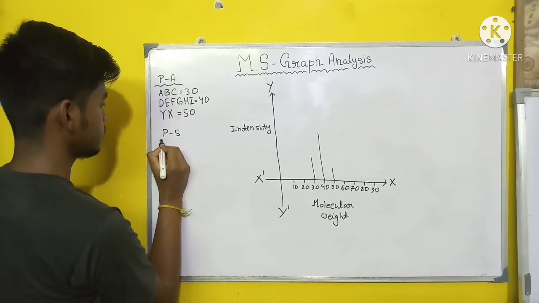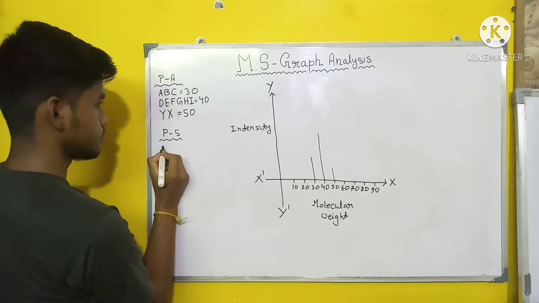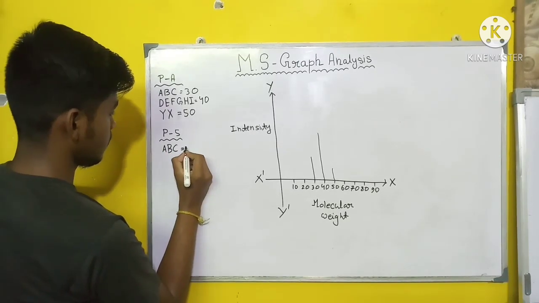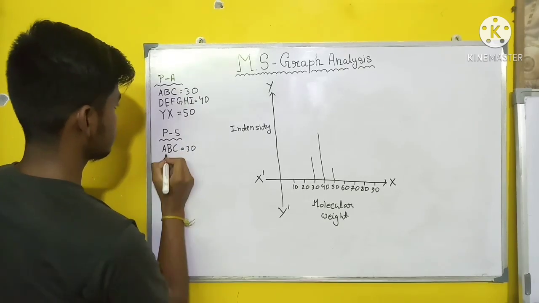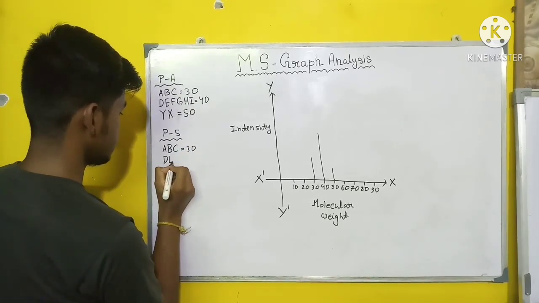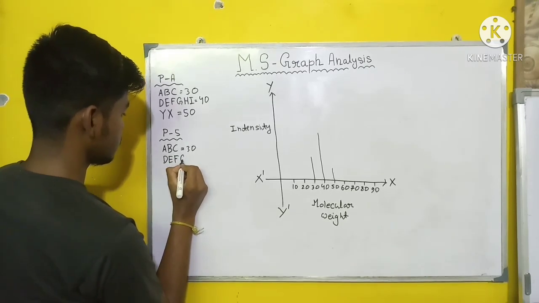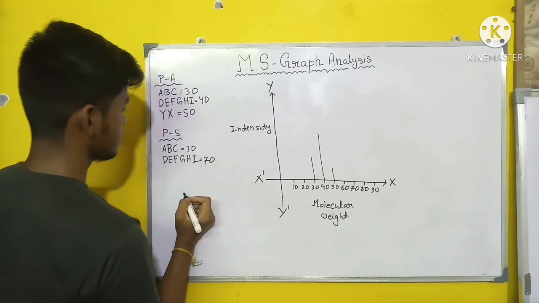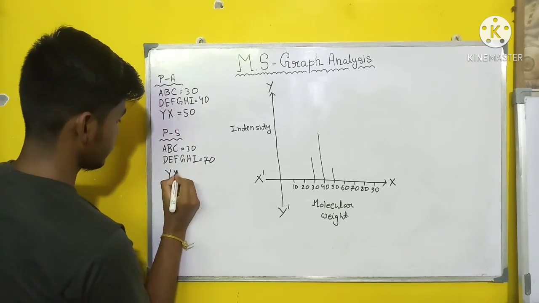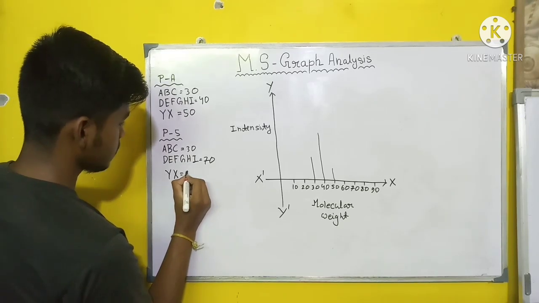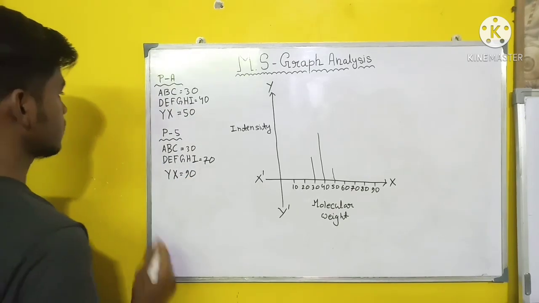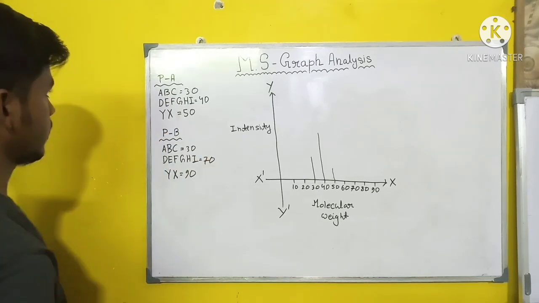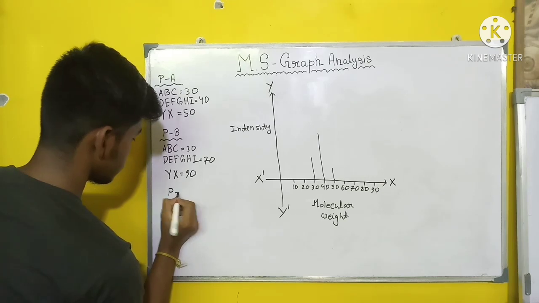Protein B is A, B, C is 30, and D, E, F, G, H, I is actually 70, Y, X is actually 90. I mean it is protein B, and also protein C.